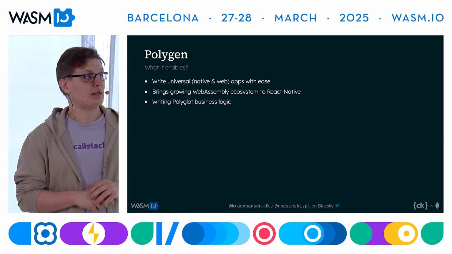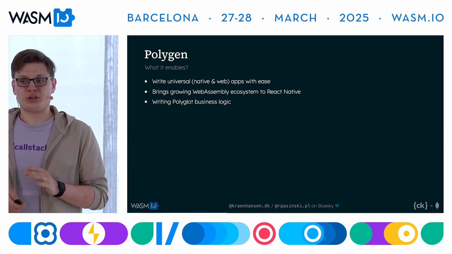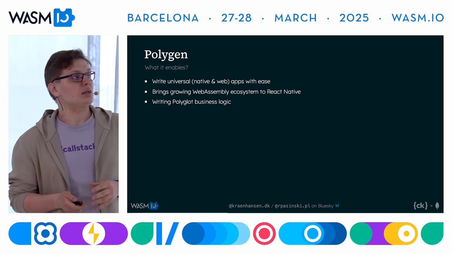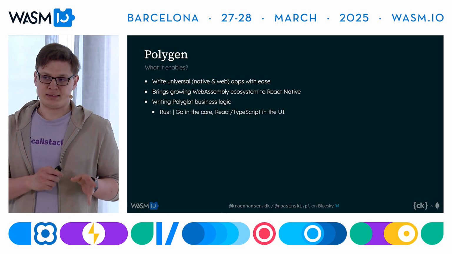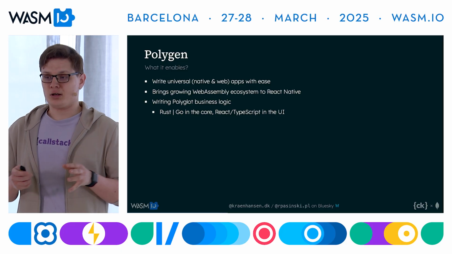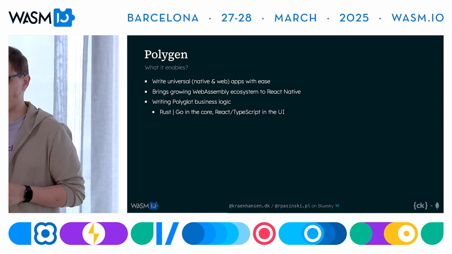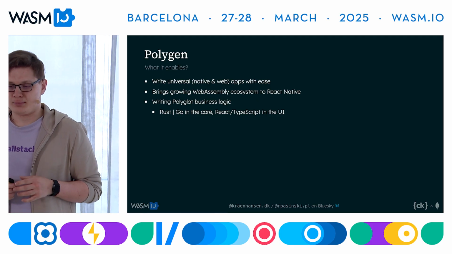Finally, you can extend React Native functionality with languages other than C++. So, writing polyglot business logic. And by the way, this is where the name comes from. It's the combination of the words polyglot and code generation, so it's called Polygen. Any language that compiles into WebAssembly can be used.